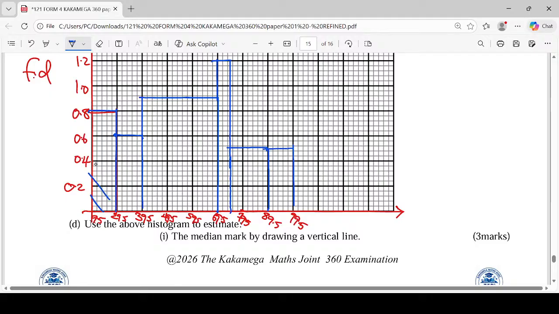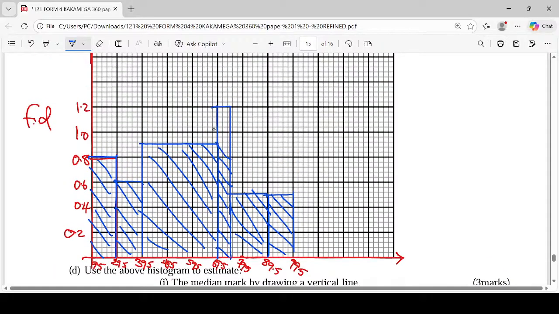So this is how you draw your histograms, dear learners. That is how your histogram should look like.